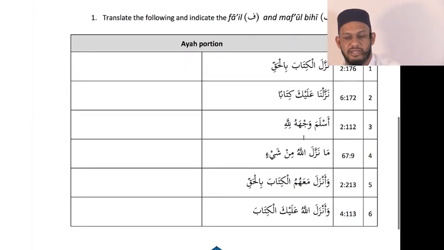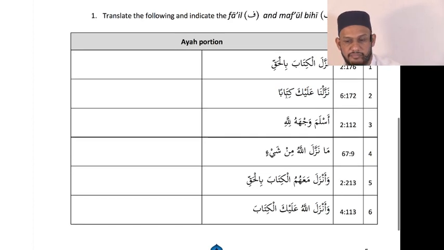Number 2. Nazzalna alayka kitaban. Nazzalna, you can see is one of those where there's a na attached, so I find the fa'il immediately. We is the fa'il, na is the fa'il. We sent down alayka, upon you, kitaban, maf'ulun bihi.